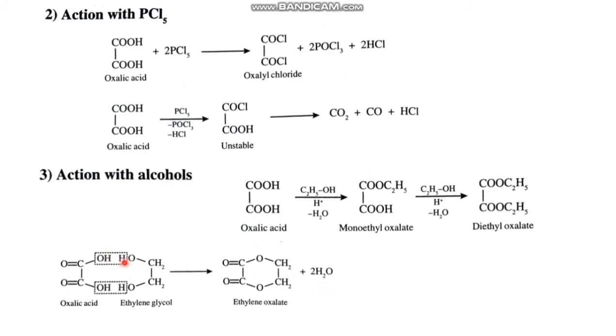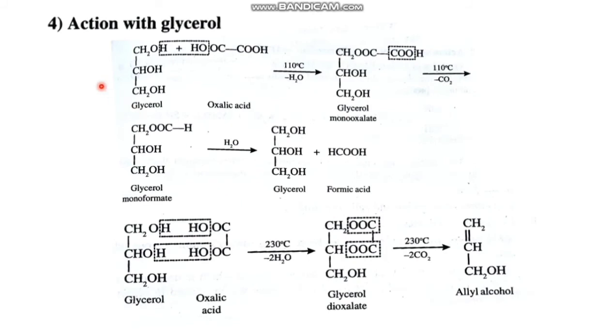That is, this oxalic acid reacts with alcohols in the presence of a small amount of acid, H plus, to form mono and diesters. This is monoester. This is diester. Mono and diesters. Then the next one, action with glycerol.